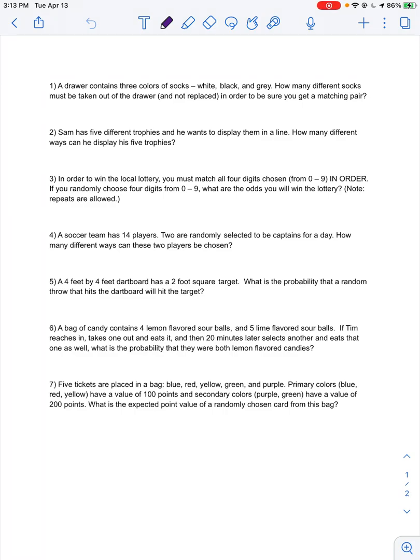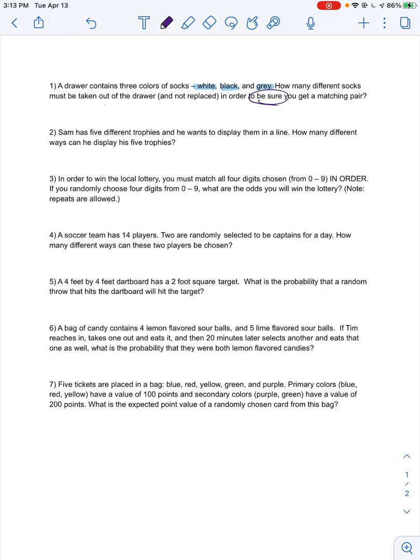In this video, I'll be working the probability worksheet that I would normally work in a class. A drawer contains 3 colors of socks: white, black, and gray. How many different socks must be taken out of the drawer and not replaced in order to be sure that you get a matching pair?